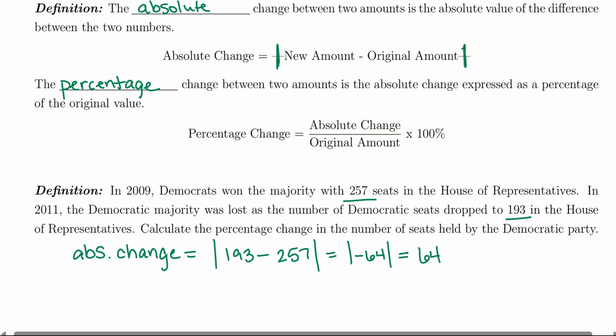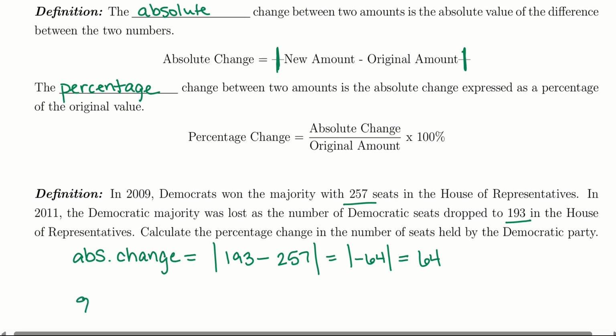Now that we have that absolute change, we can look at the percentage change as that absolute change, which we found to be 64 in the last step. We're dividing that by the original amount, what we started with, 257. And we're going to multiply that by 100%.